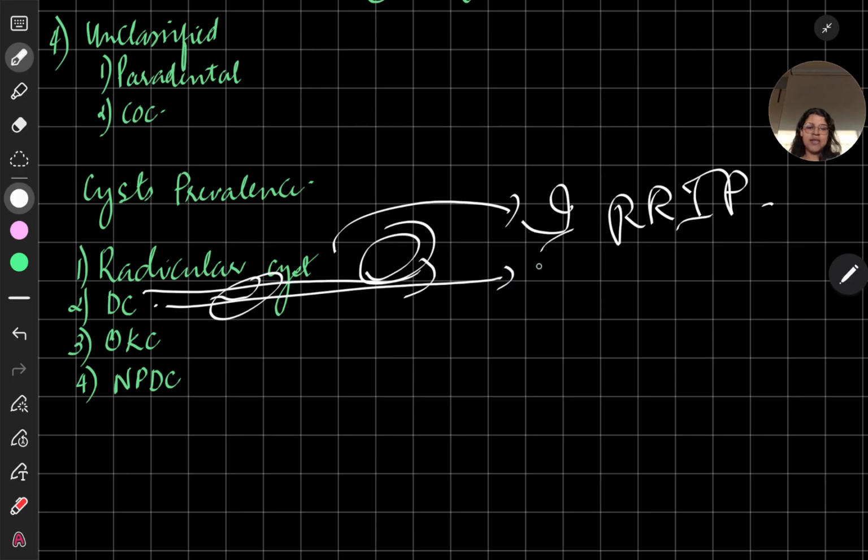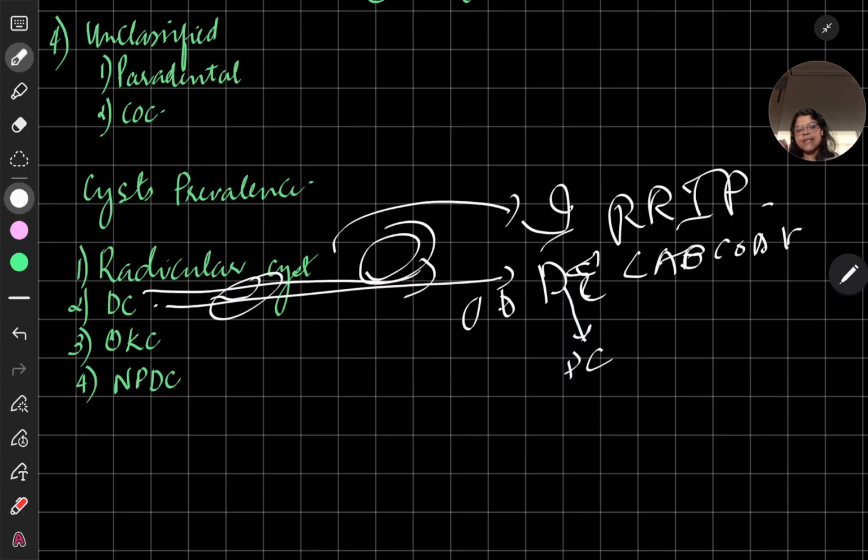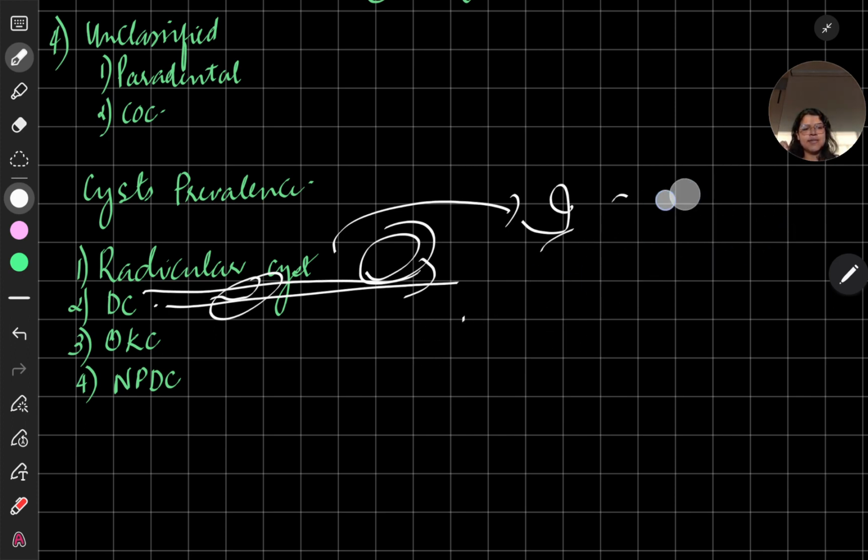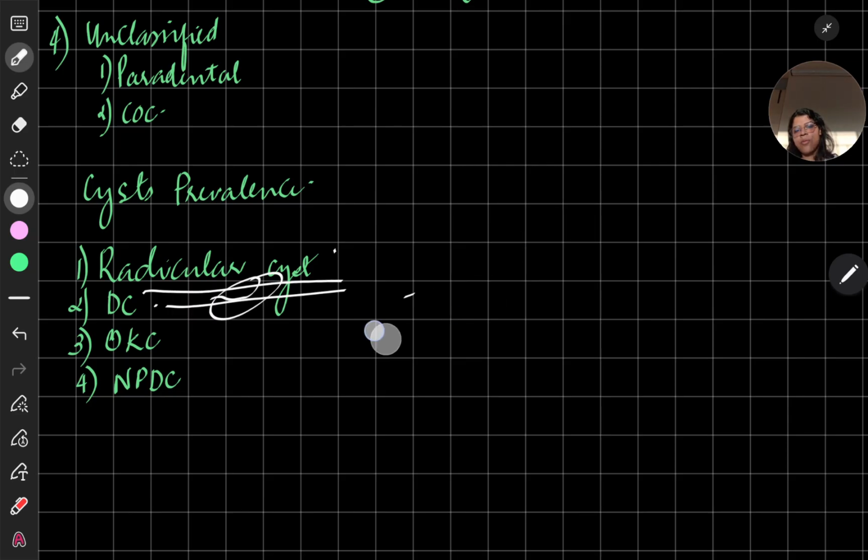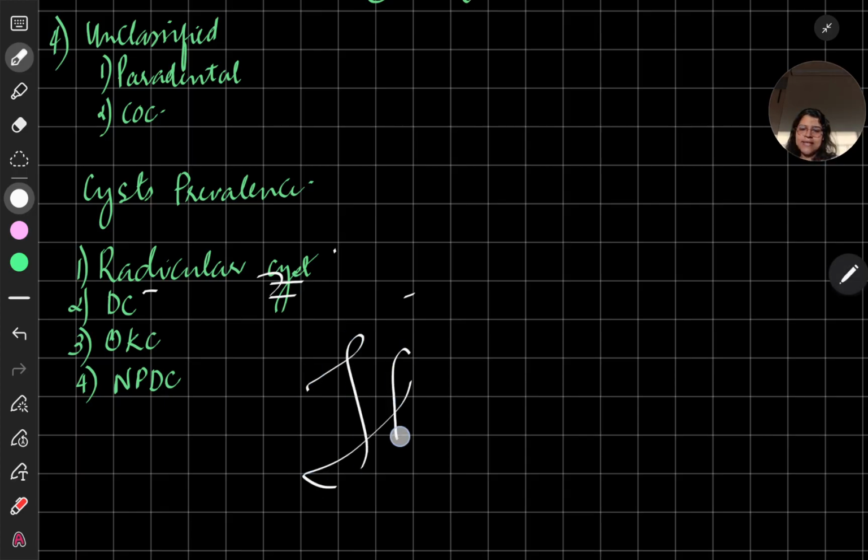But dentigerous cyst, that is from DE of O de gaya lab coat. From DE, remember this dentigerous cyst. It is the first most common odontogenic cyst, whereas radicular cyst is the most common cyst overall. Okay, if we just talk about odontogenic, then dentigerous cyst. That was it, the classification for today. Meet you next time covering dentigerous cyst. Till then, thank you.